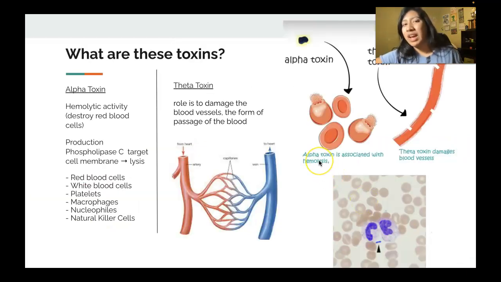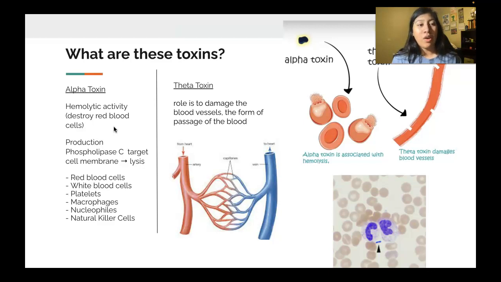So some of you may be asking, what are these toxins? There's a variety of different toxins in Clostridium perfringens, but the two main ones that cause these symptoms or the death of the tissue are the alpha toxin and the theta toxin. The alpha toxin performs hemolytic activity, which means that they just destroy the blood cells.